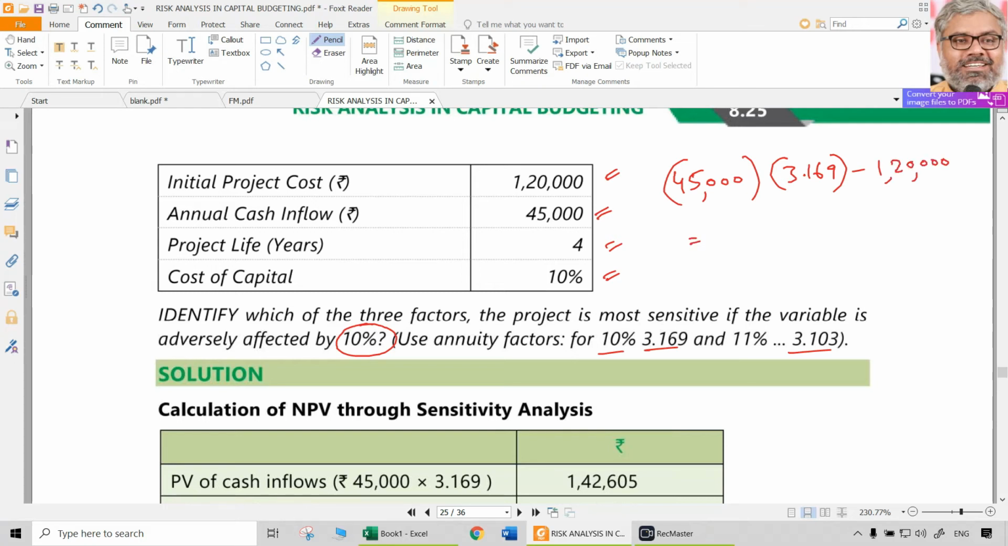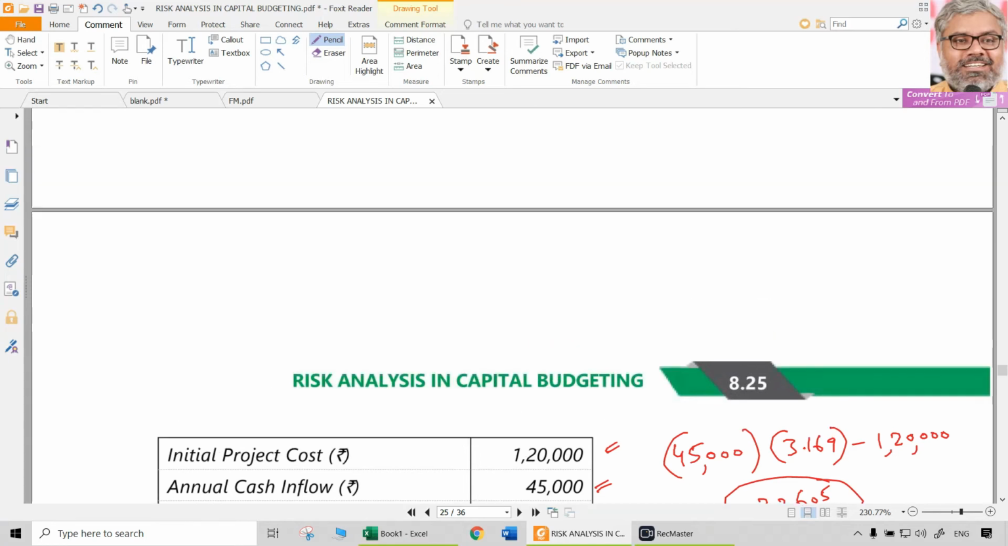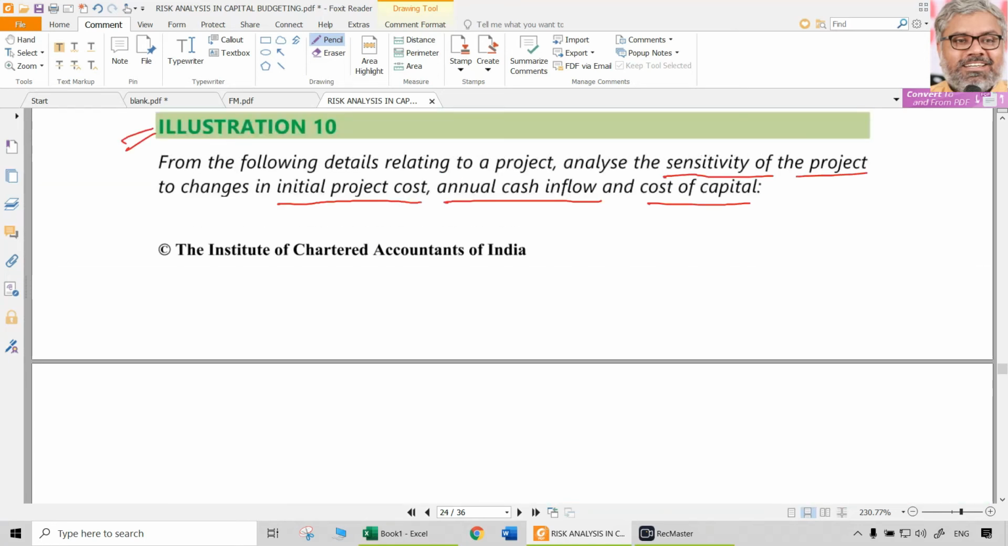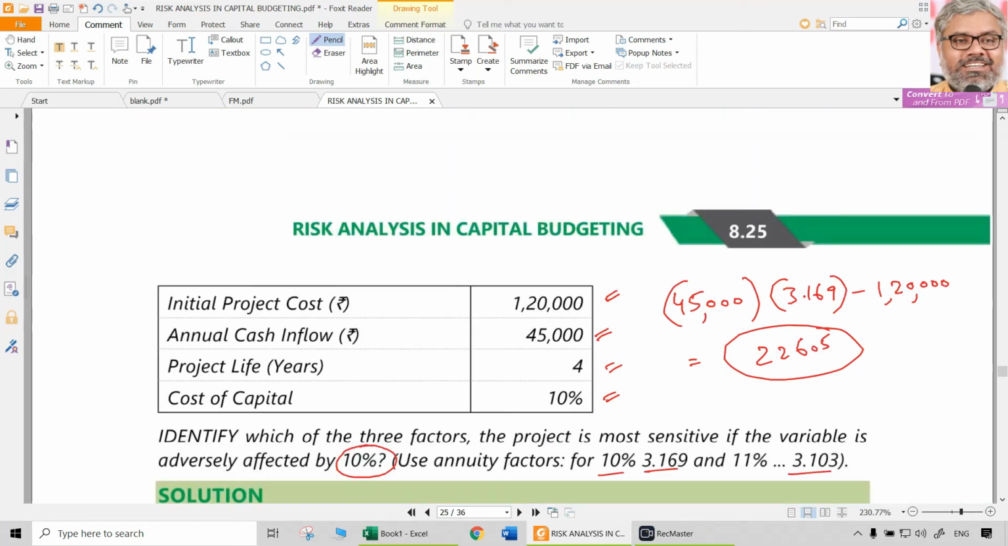So 45,000 multiplied with 3.169, all are given in the question, minus 1,20,000, 22,605 is the base case NPV. Now we have to test the impact of each of these things if they are adversely affected. So let us first take initial project cost. Originally the initial project cost is 1,20,000. If it is adversely affected by 10%, means if it increases by 10%, how much will it become?